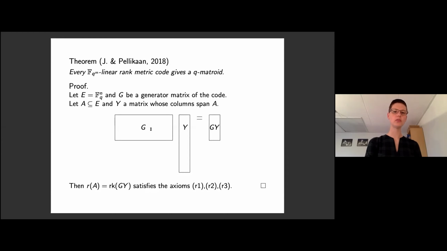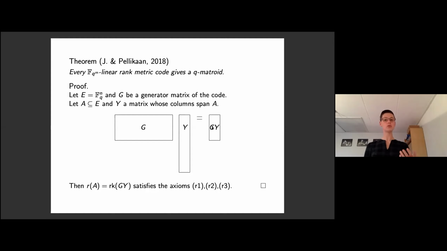But what we do is we take this generator matrix, and if we want to talk about the rank of a subspace of this F_q^n, what do we do? We take a matrix whose columns span the subspace. That's this matrix Y here. We multiply it with this generator matrix of the code. So this is a matrix over an extension field. This one is just over F_q. We get a matrix also over the extension field, and we look at the matrix rank of this.